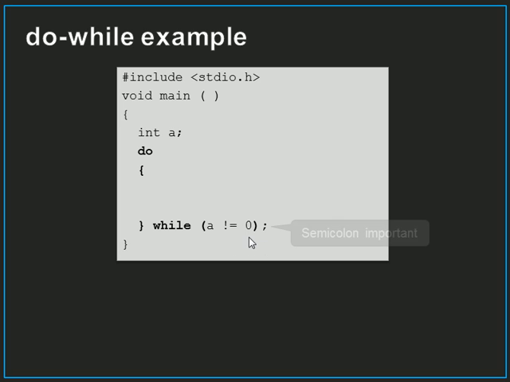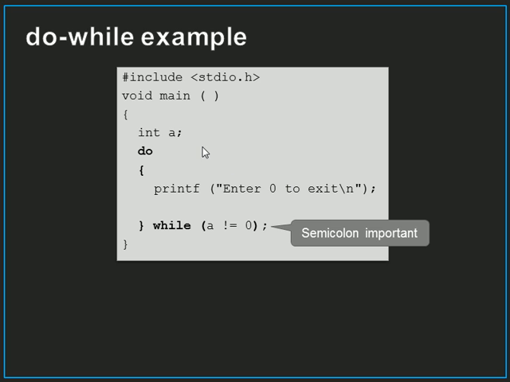Let's see what we have. Remember that a semicolon is always important after while. There is always a semicolon after while because the statement is ending here and there is no braces to terminate or to end that block. So a semicolon is important in a do while loop. Many people make mistakes in that.